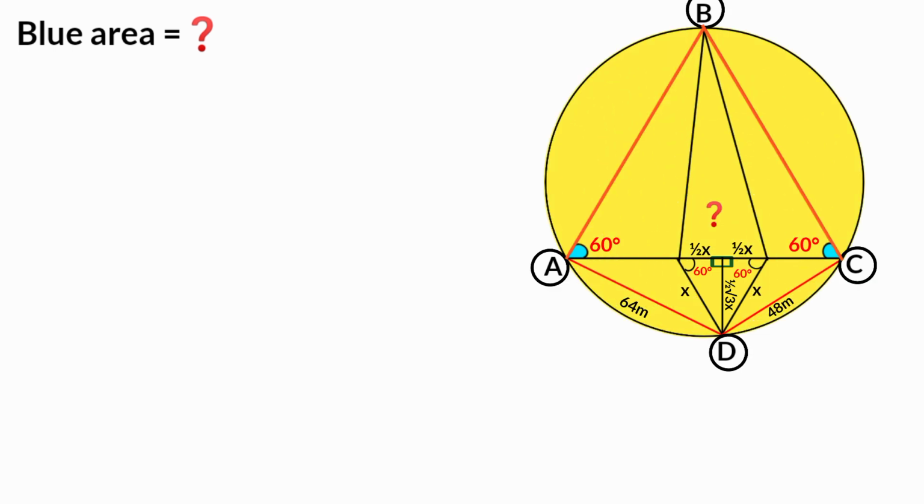Now look at this quadrilateral ABCD. All its vertices are lying on the circumference of the circle.